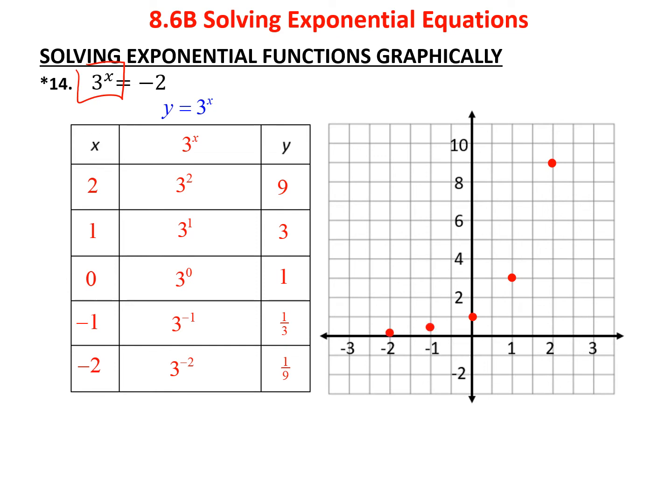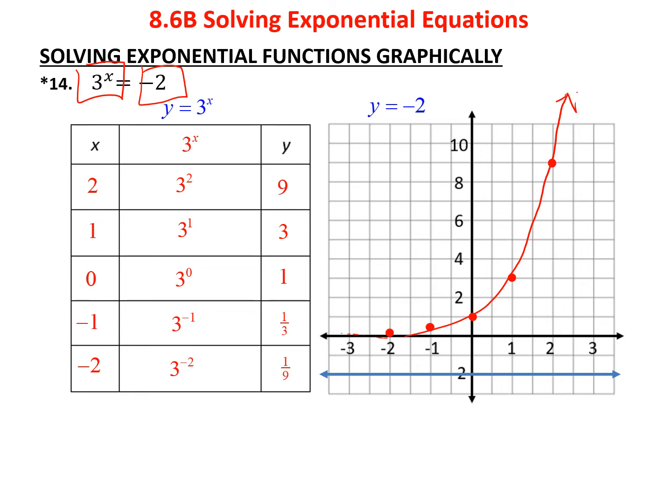And here are our points as we graph the points. And then as I draw my line here, that's my exponential equation. Now let's look at the right side of the equation, and we graph y equals minus 2. That's a line at negative 2 going through. And notice something. What do you notice about these two graphs? Where do they intersect? They never do.